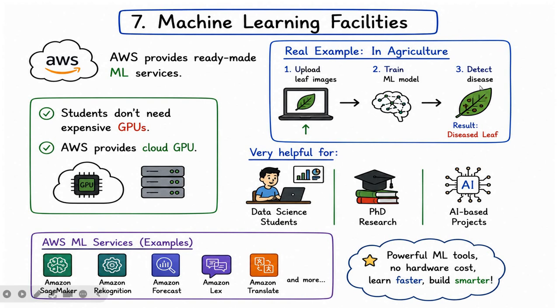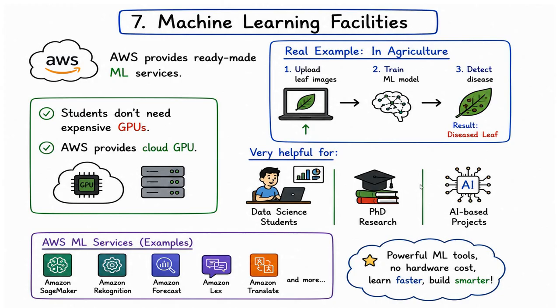Then the last step is to detect the disease. After training, the AI model will predict the disease automatically, where a user will upload a new leaf image and the system identifies whether the leaf is a healthy leaf, fungal infected leaf, bacterial diseased leaf or nutrition deficiency.